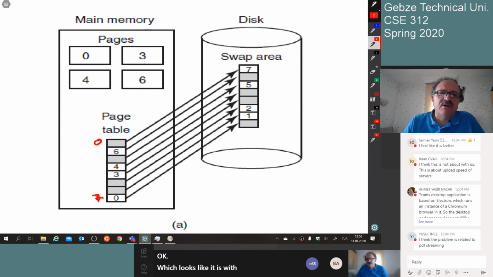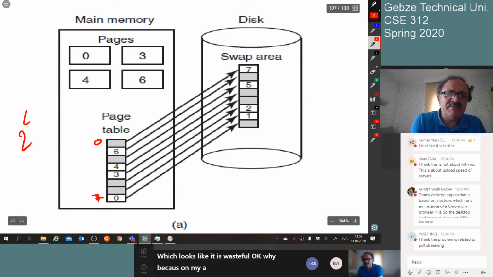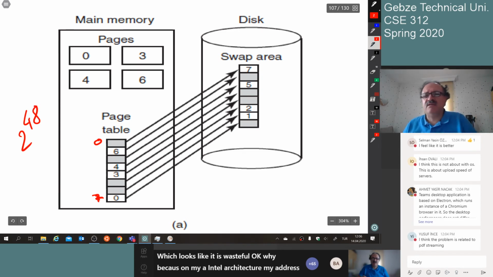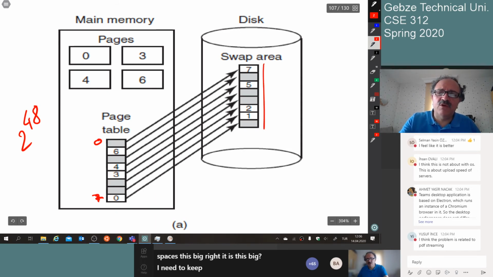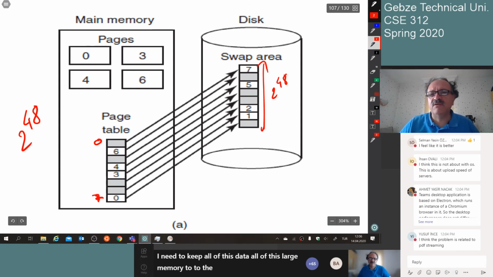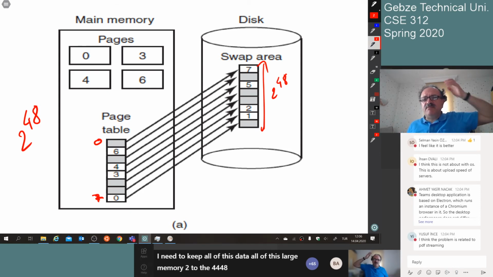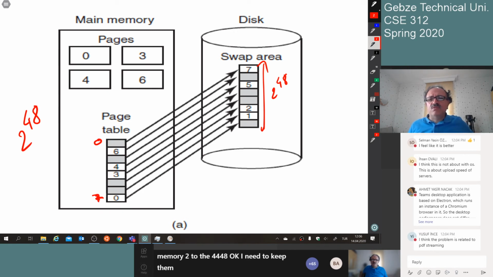Why? Because on my Intel architecture, my address space is this big, right? It is this big. I need to keep all of this data, all of this large memory, 2 to the 48, on my disk. It is too big. I don't want to do this.